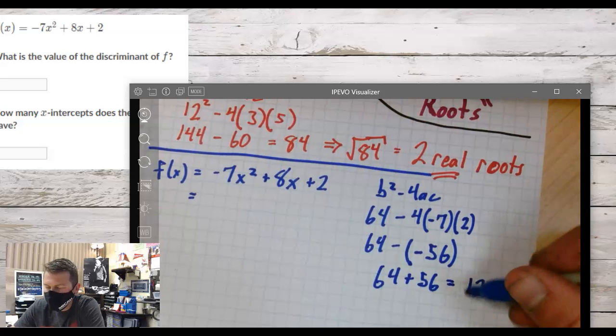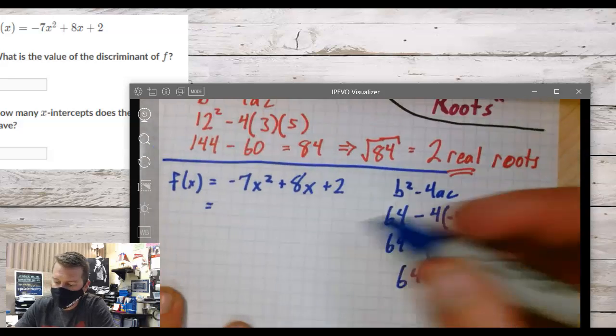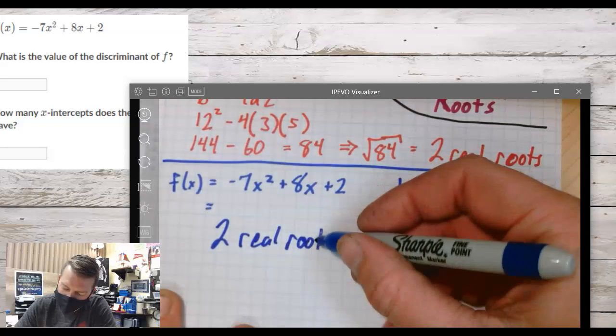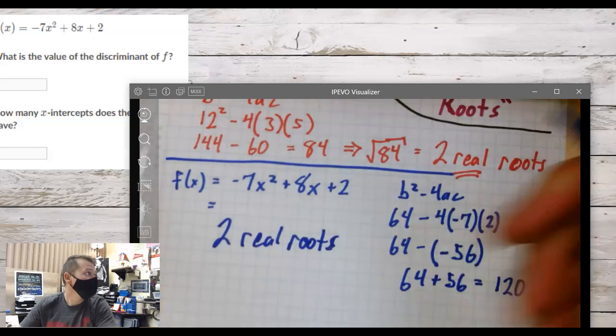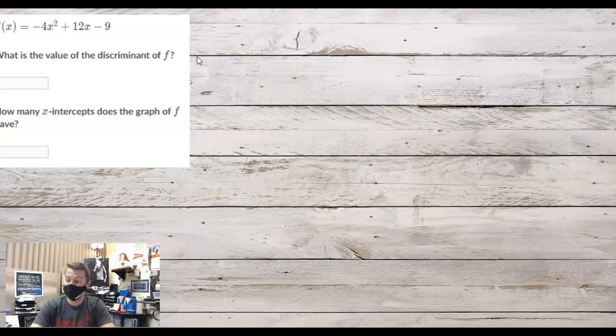So if our discriminant is 120, what's that tell me about number of roots? 2. 2 real roots. All right, so that's when just A was negative. What about when A and C are negative? Try this one. And please stop me if there are any questions. I know I moved on from that last one kind of quickly. Please stop me if you'd like to ask anything.